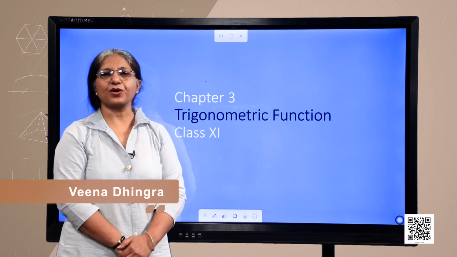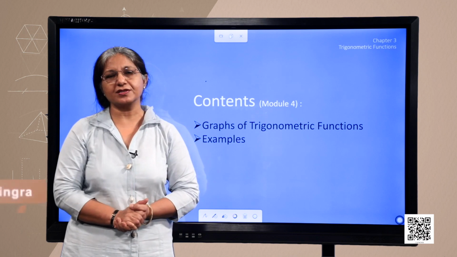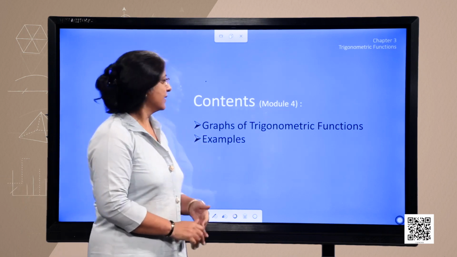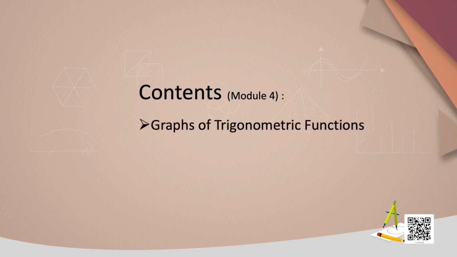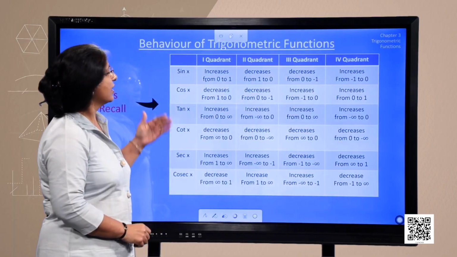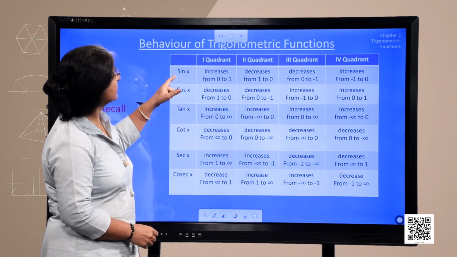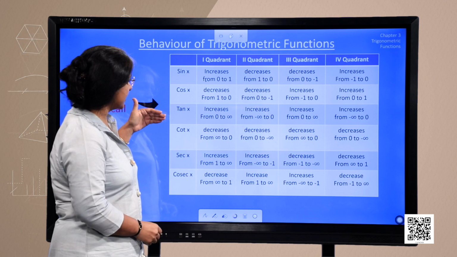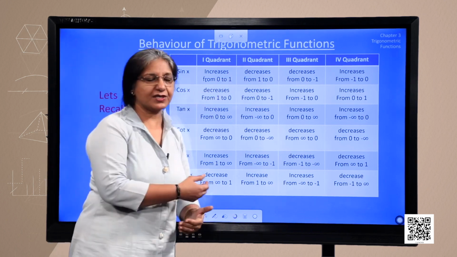In our previous modules, we learnt about domain and range of trigonometric functions and their behavior in different quadrants. In this module, we shall cover graphs of trigonometric functions and a few examples. Let us recall the behavior of trigonometric functions. As you must have seen, the behavior of sine, cos, tangent, cot, secant and cosecant in different quadrants. We shall move further.